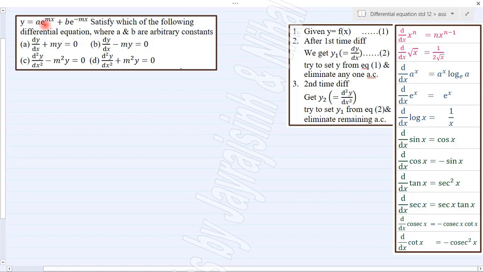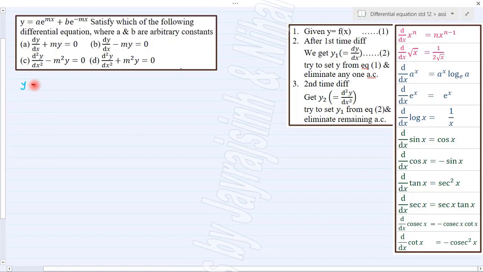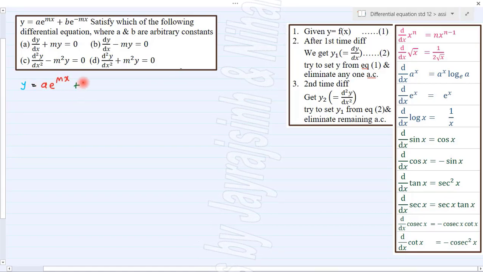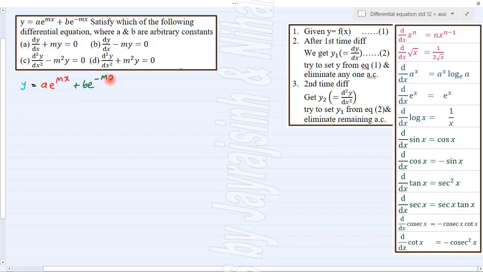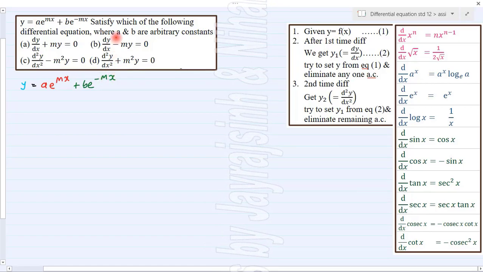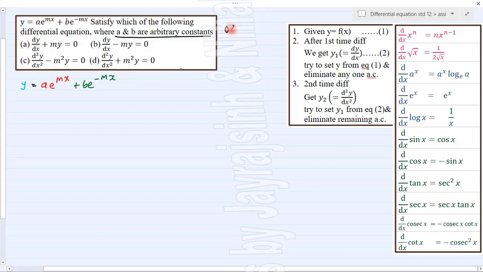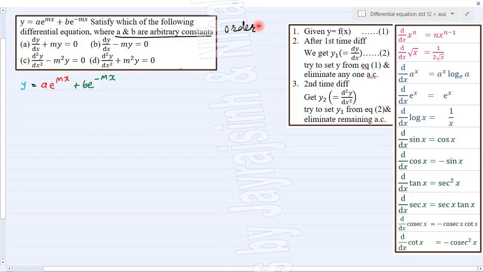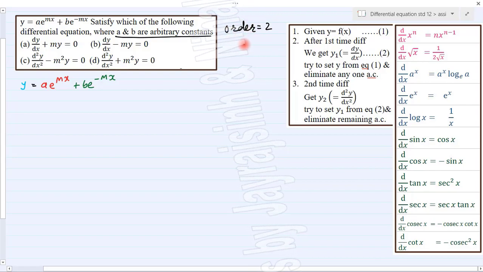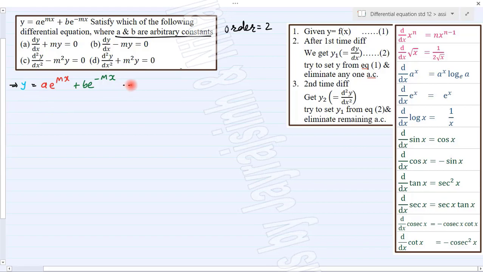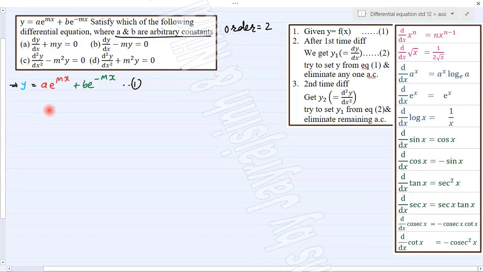In this question, we have to find a differential equation which satisfies y is equal to a e raised to mx plus b e raised to minus mx, where a and b are arbitrary constants. So here, the number of arbitrary constants is 2, so your order must be 2. Let's say this is your equation number 1.